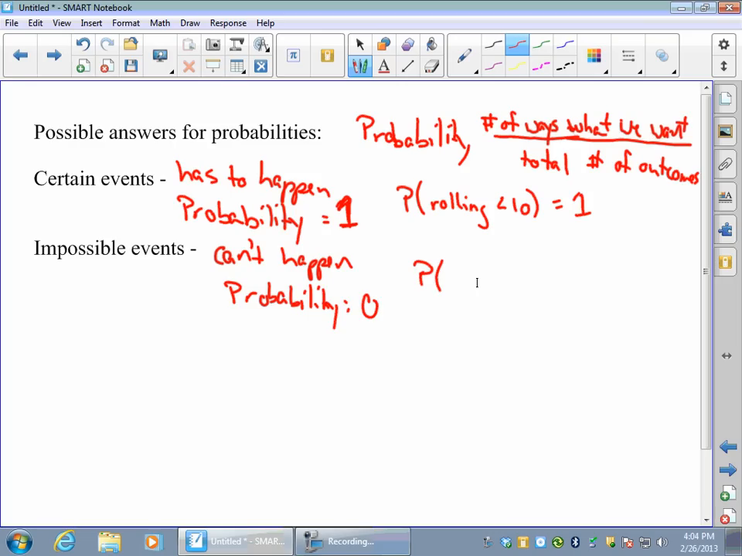So again, just using the die example, the probability of rolling a 7 on a regular 6-sided die. It's not possible. My only possible outcomes are 1, 2, 3, 4, 5, 6. So I have no ways of getting what I want out of 6 possibilities. That's 0. So certain events, probability is 1. Impossible events, probability is 0. Anything else, the probability is somewhere between there, between 0 and 1. It's always a fraction.